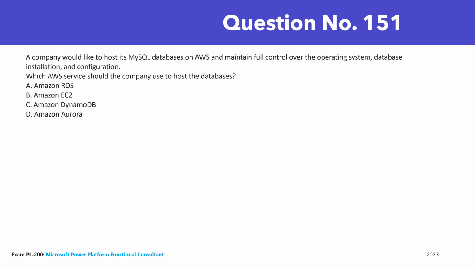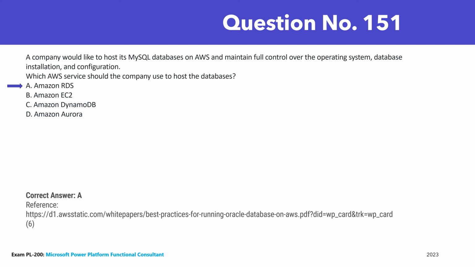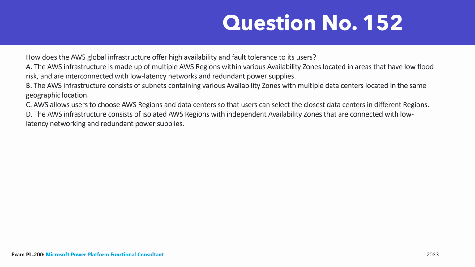A company would like to host its MySQL databases on AWS and maintain full control over the operating system, database installation, and configuration. Which AWS service should the company use to host the databases? A. Amazon RDS. B. Amazon EC2. C. Amazon DynamoDB. D. Amazon Aurora. Correct answer, A.